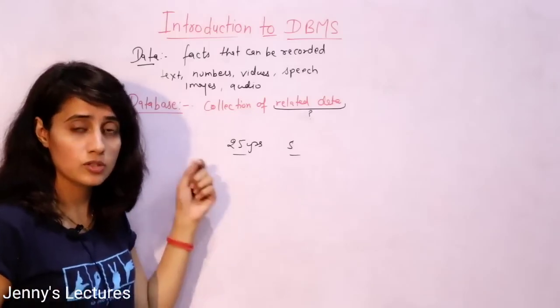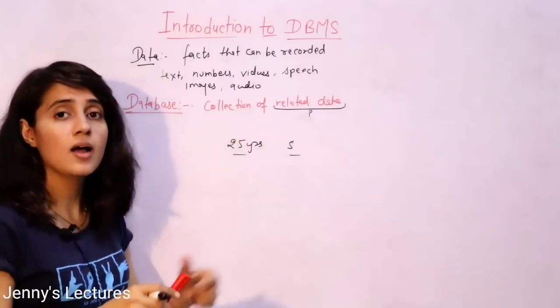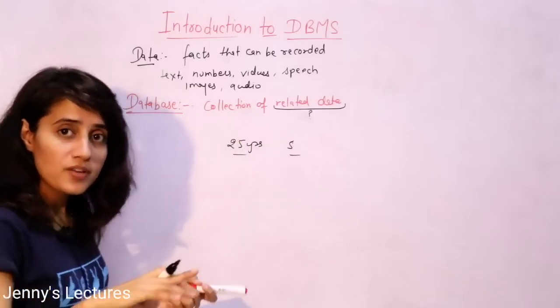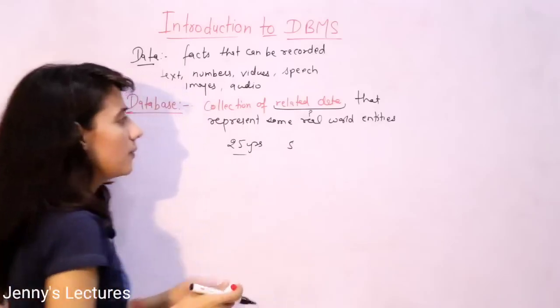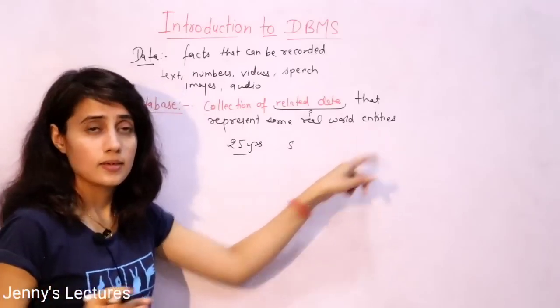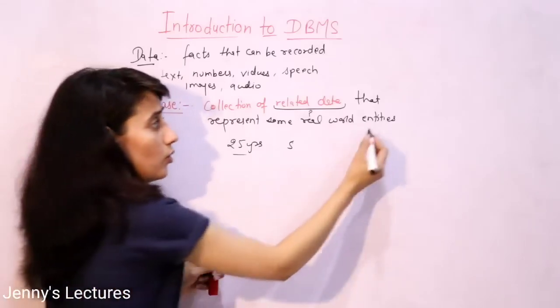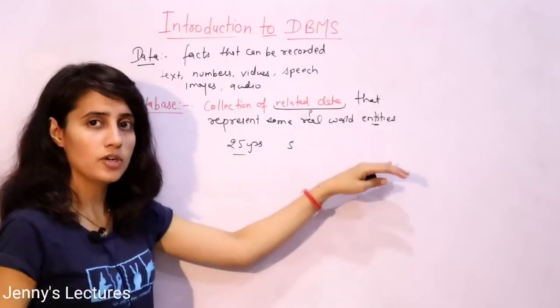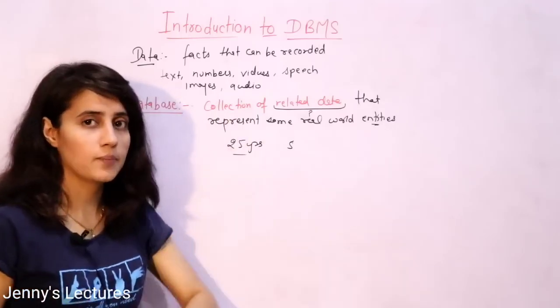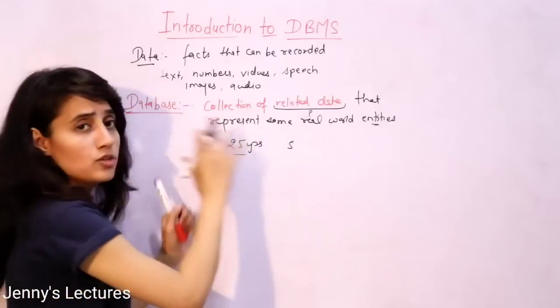So a database is a collection of related data, and the proper definition is that it represents some real world entities, real world objects, you can say. Now what is an entity? An entity means it's a real world object. In detail I'll discuss entities when we discuss the ER diagram. So the proper definition of database is what?